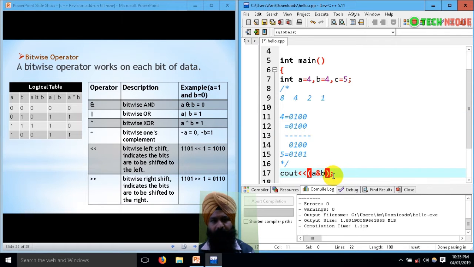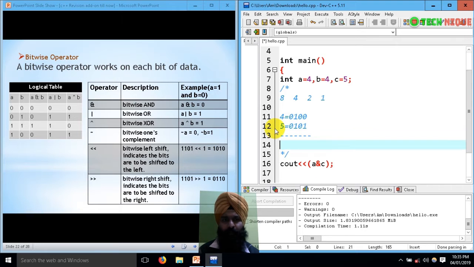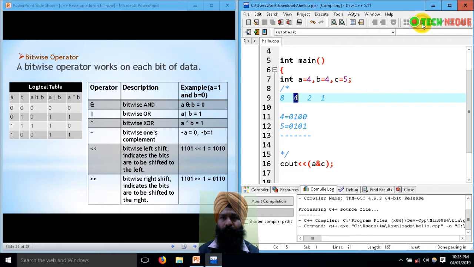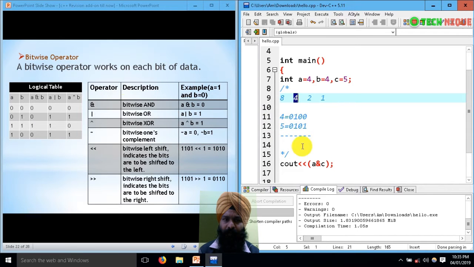Now let's try it with C. C is 5. So now I'm saying A and C. You can see that here I'm having a different value, and this is a 1. AND means both would be true, so here is a 0, here is a 0, and only at the third place are we having a 1. So A and C will give me 4 as output. This is how our AND operator works.